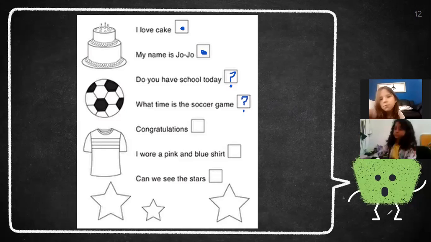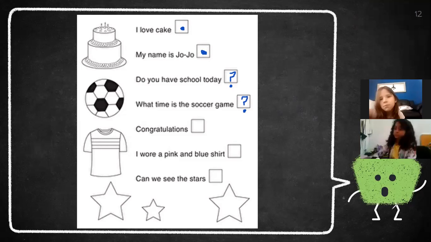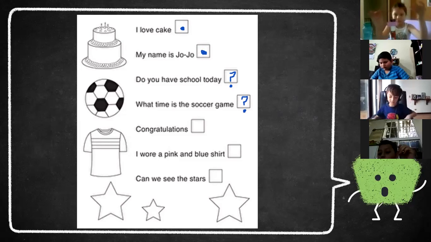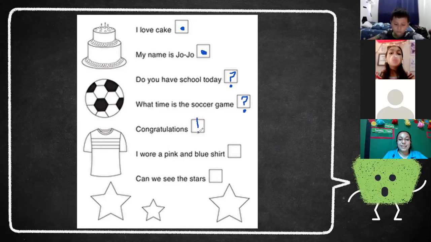Next one, okay. If I say, congratulations. So what is the punctuation that I use? Congratulations. Okay, Luisa Chinchilla, tell me, congratulations: period, question mark, or exclamation point? Okay, Matias Aguilar, tell me, congratulations. Exclamation point. Yes, excellent. This one is an exclamatory sentence. So you write an exclamation point.